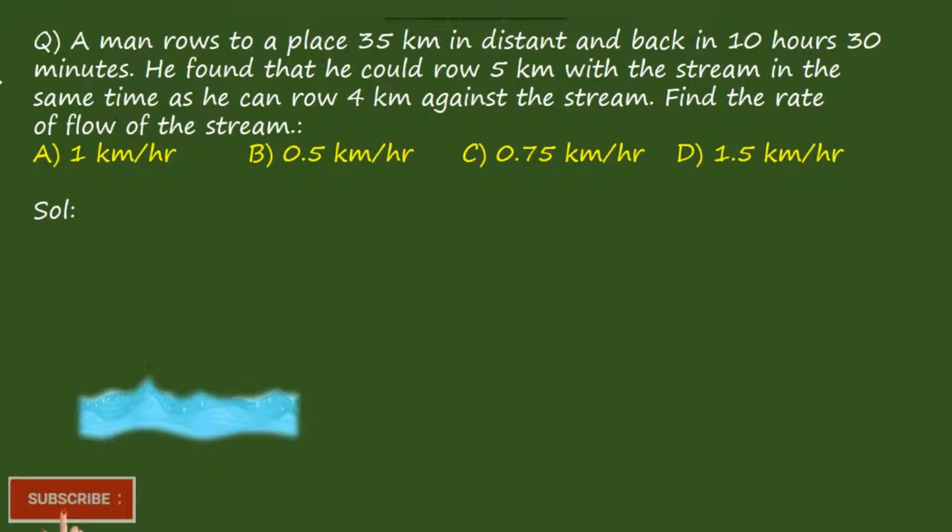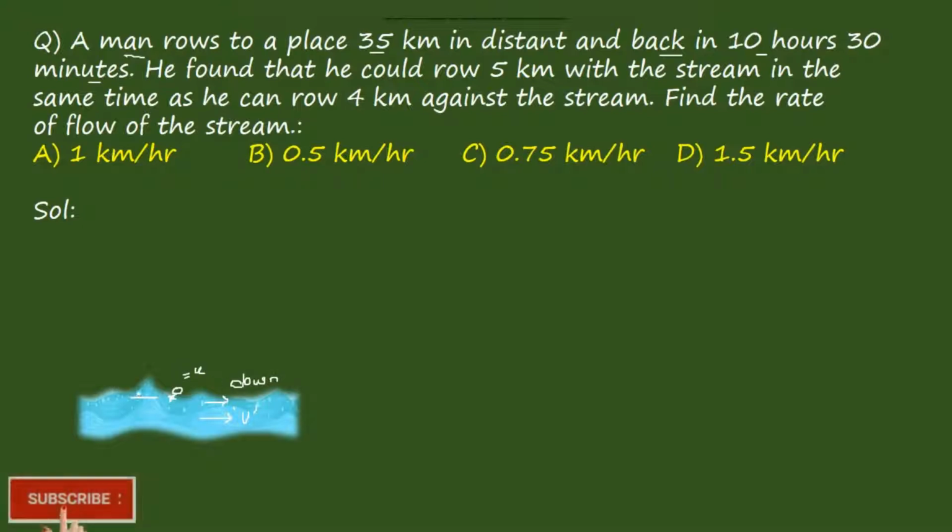If we consider that a man rows a place 35 kilometers in distance and back in 10 hours 30 minutes, right? If you consider a man rowing on a stream, the speed of the stream is considered as V and the speed of the man is considered as U. If the stream and the man are moving in the same direction, then it becomes a downstream.